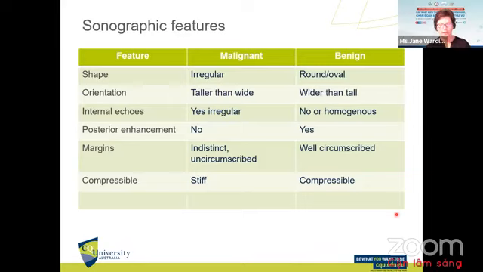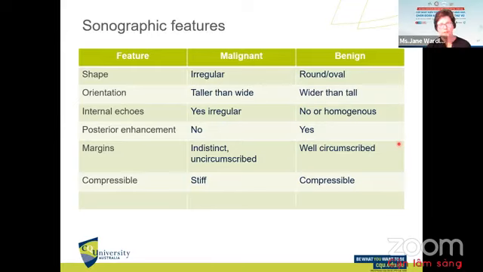On top of the shape, we look at whether the mass is taller than wide. If the vertical plane of the mass is longer than the width, that's another suspicious characteristic. We also look at internal echoes. A carcinoma will appear quite irregular within, so there'll be lots of different echo values, bright echoes and dark echoes, whereas a benign mass will look more homogeneous, quite smooth throughout on the black and white scale.